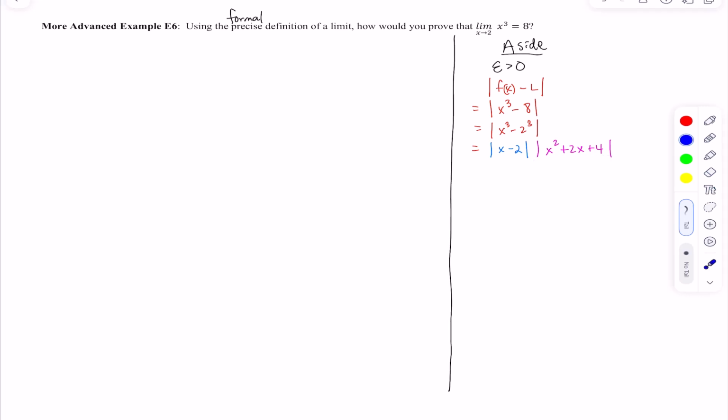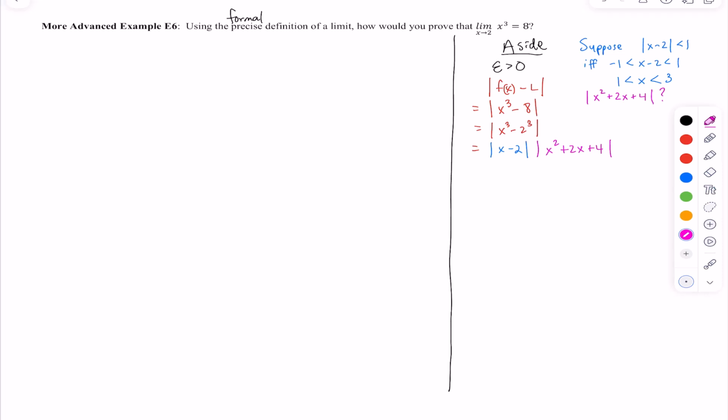So we're going to make a very bold assumption here. We're going to suppose the absolute value of x minus 2 is less than 1. If this is the case, then we get this inequality, and we get something like 1 is less than x, and x is less than 3. So what happens to this absolute value? We'll plug in 3 in there and find out.